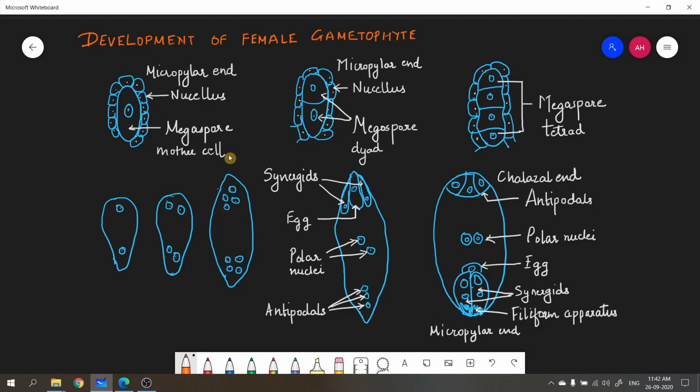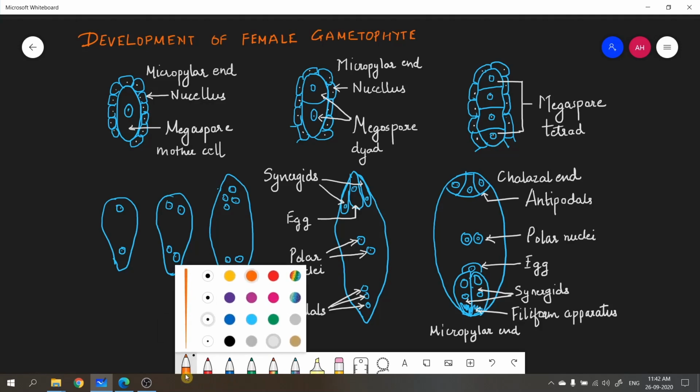Remember that formation of megaspores from the megaspore mother cell is called megasporogenesis. Now, this diploid megaspore mother cell undergoes meiosis to form a megaspore tetrad. As we all know, in meiosis, 4 daughter cells are formed. So over here, the megaspore mother cell undergoes meiotic divisions, first resulting in formation of a megaspore dyad, followed by formation of megaspore tetrad, where you can see 4 megaspores are formed and all 4 of them are haploid.